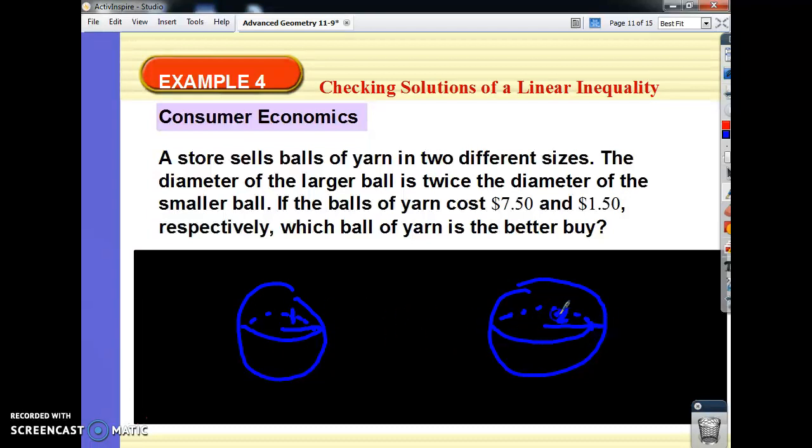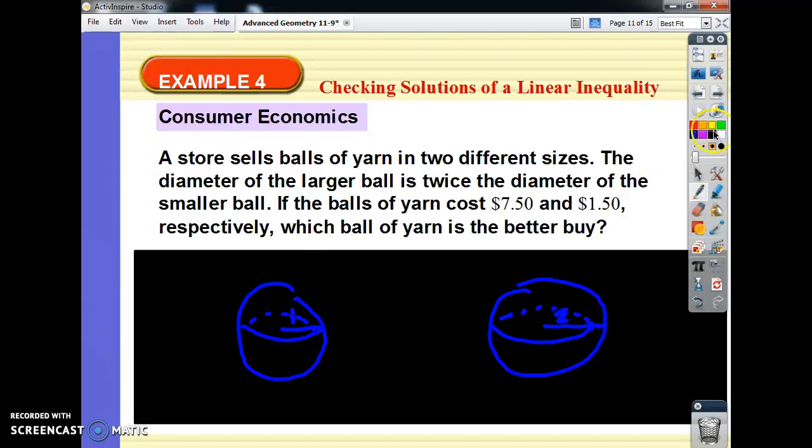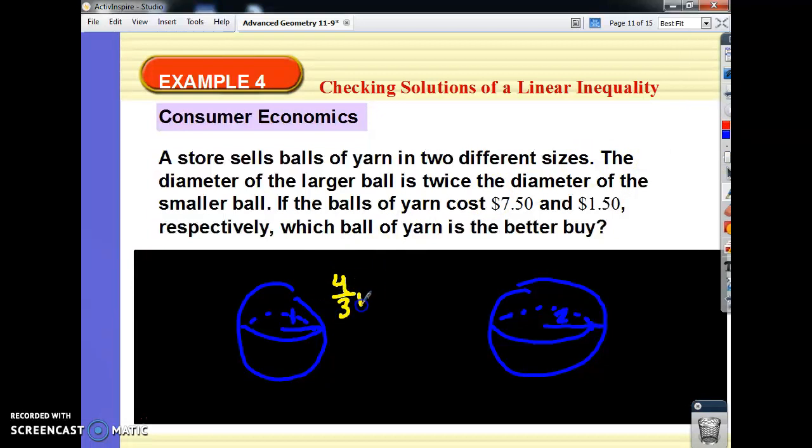2, twice that. All right, so the volume of this guy would be 4/3 pi r cubed. 1 cubed is just 1. 4/3 pi r cubed. 2 cubed is 8. They both have a 4/3, so just get rid of it. They both have a pi, so get rid of it. So we're really comparing 1 to 8, right? Our ratio is 1 to 8.